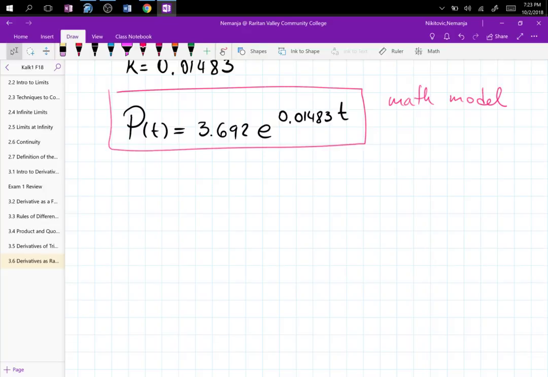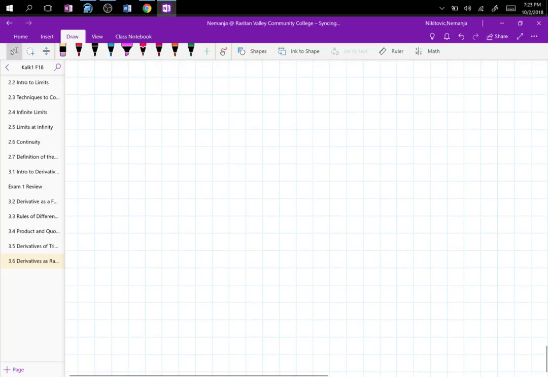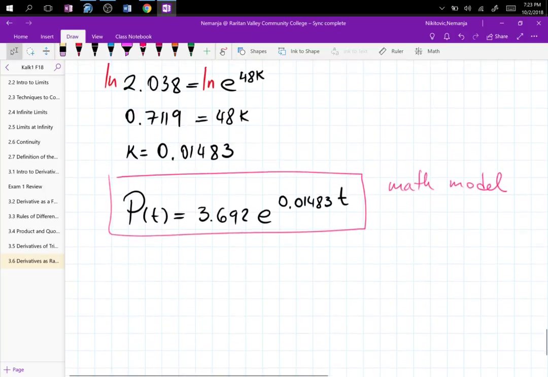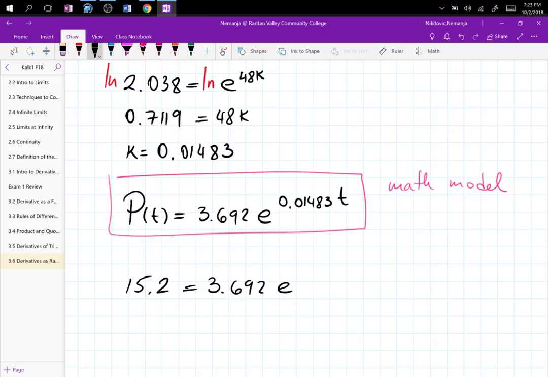So let's say that this 15.2 is the absolute, that's the largest number I've seen. So maybe someone came up with an even bigger one, I don't know. So how long will it take us to reach 15.2 billion? Well, you just write the rest of the model and solve it.